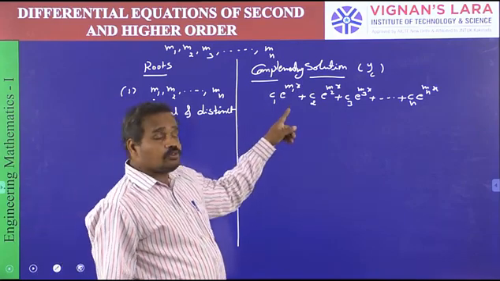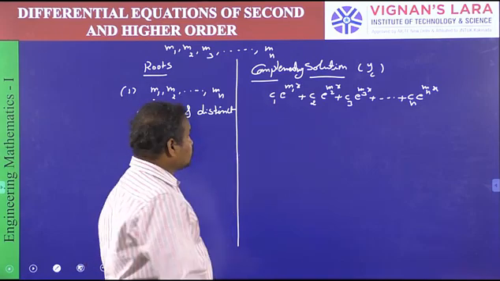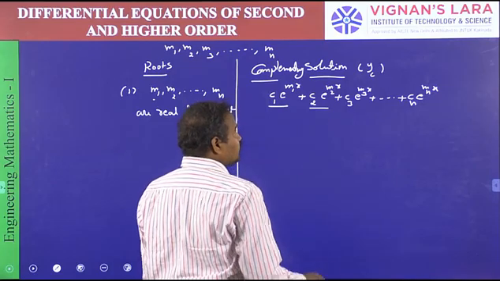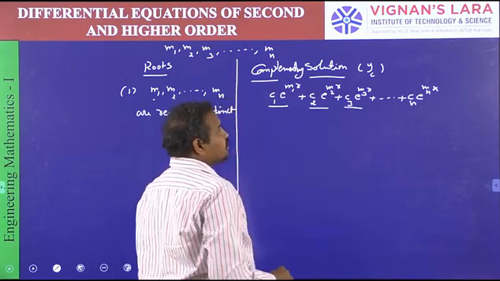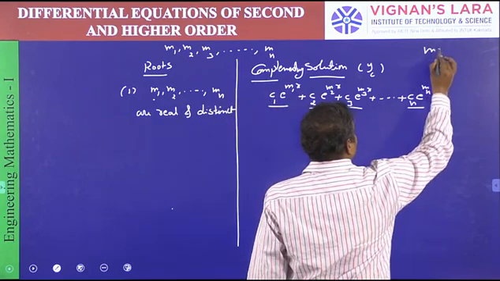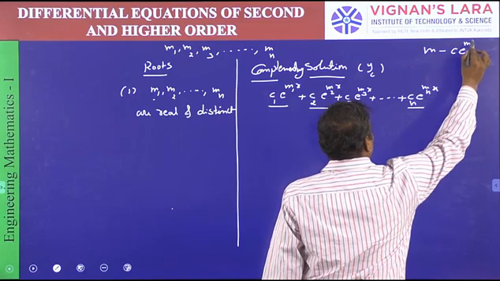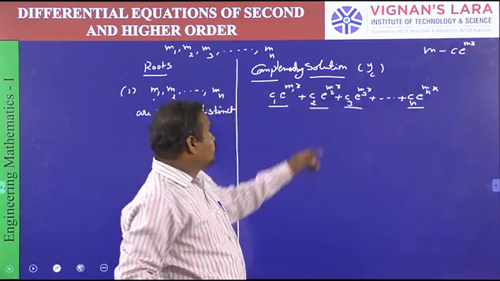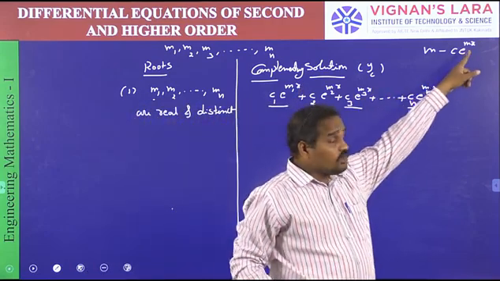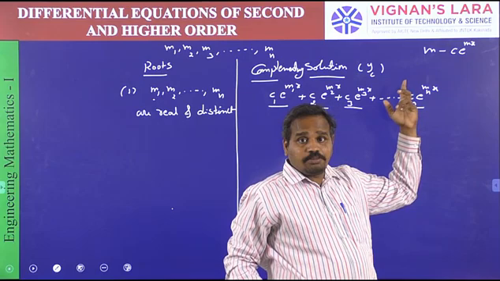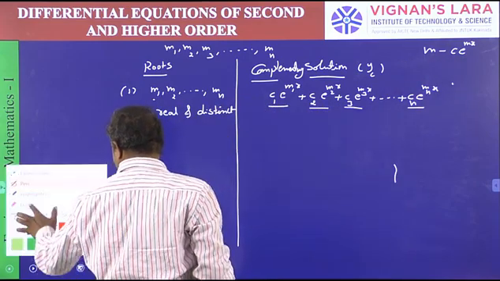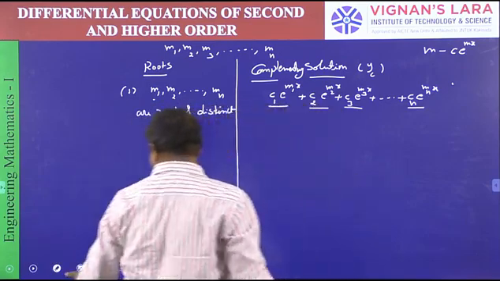For every distinct root we write a term of the complementary solution. For m1, C1 into e power m1x. For m2, C2 into e power m2x. For m3, C3 into e power m3x, and so on. For mn, Cn into e power mnx. So if m is the root, the complementary solution term is C into e power mx. Here x is the independent variable, which is why we get x. If y were the independent variable, we would get y at that place. This is the first case.